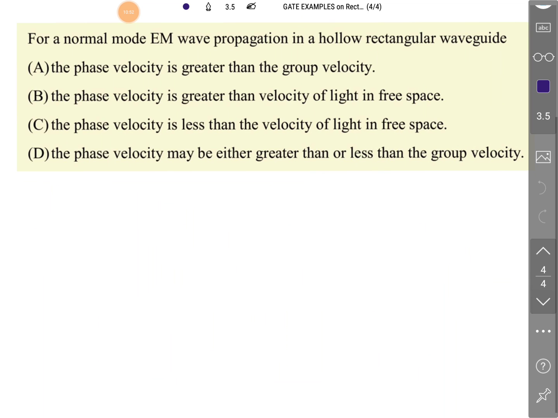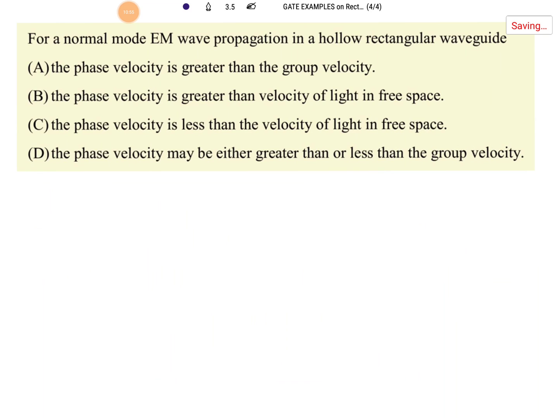Now let us solve one more problem. Now see, in this, for a normal mode of electromagnetic wave propagation in a hollow rectangular waveguide, option A: phase velocity is greater than group velocity. Option B: phase velocity is greater than velocity of light in free space. Option C: the phase velocity is less than velocity of light in free space. Option D: phase velocity may be either greater than or less than group velocity. So out of these 4 cases, we are comparing phase velocity and group velocity with the velocity of light.